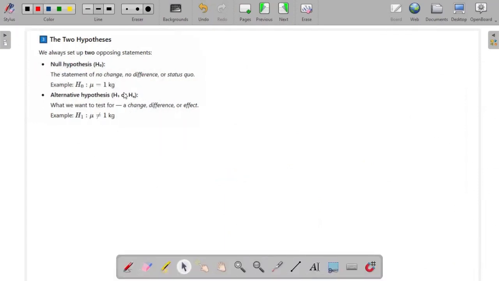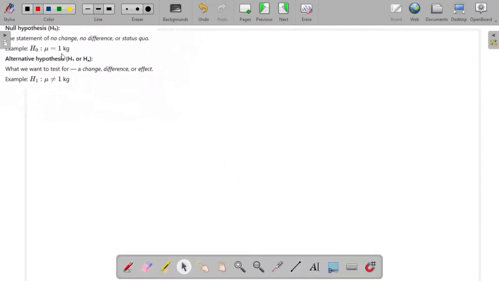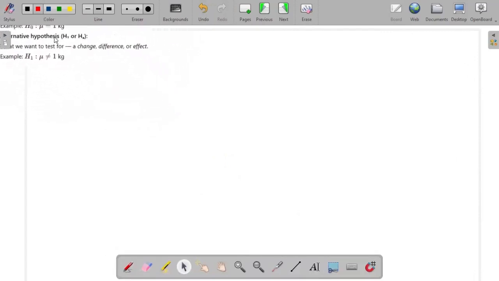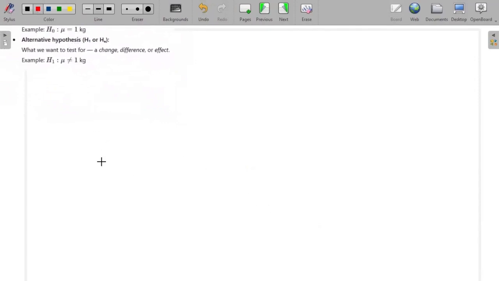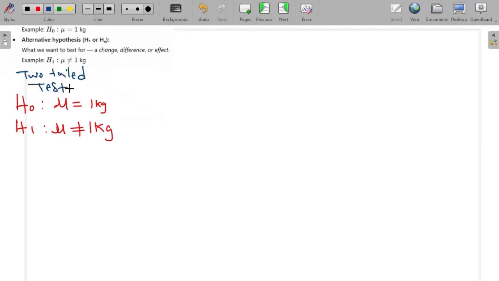Now I'm going to mention specifically what we use the null hypothesis for. For example, the first one: I said my null hypothesis is that the population mean is equal to 1 kg, and my alternative was that the mean is not equal to 1 kg. So we said this one is a what? Two-tailed test. And then the other one was the right-tailed test.